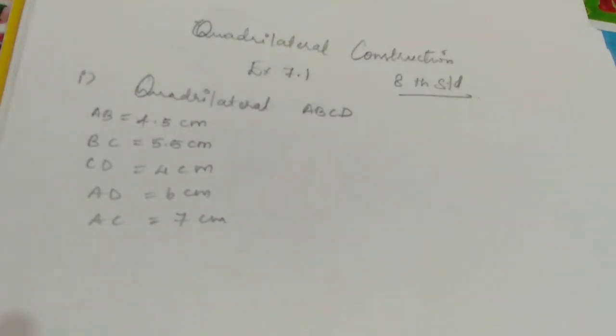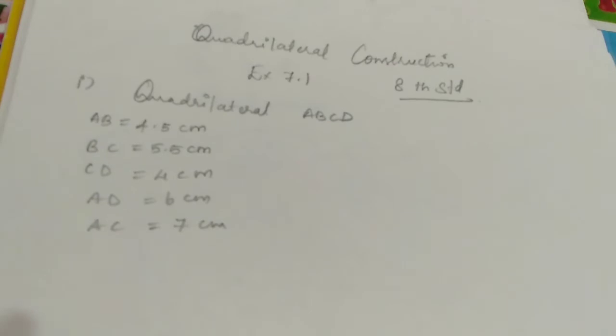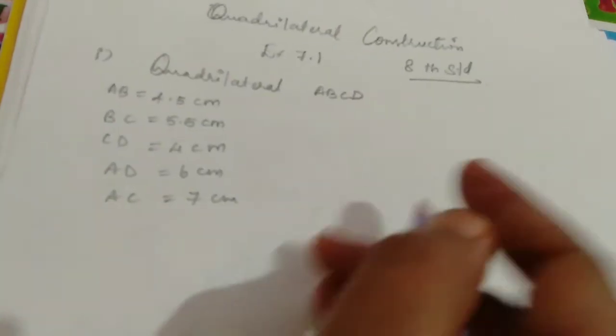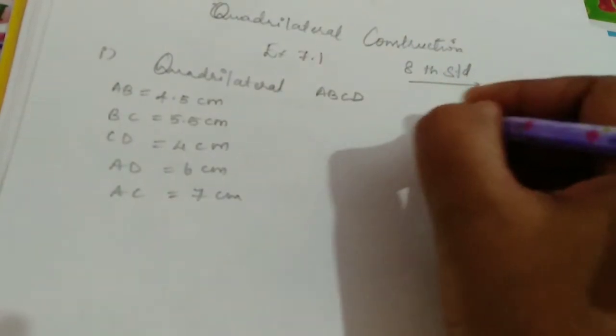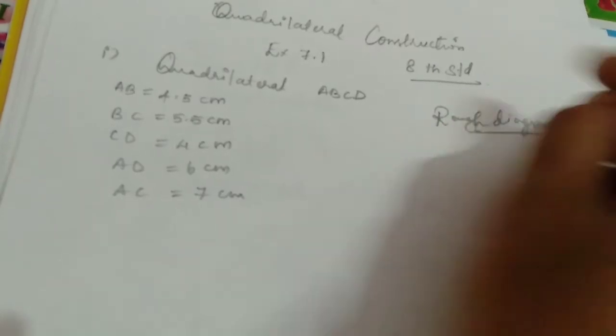We are going to see the 8th standard construction of quadrilateral, exercise 7.1. We are going to construct quadrilateral ABCD. All the measurements are given. The first thing you should do is write the measurements one by one. Then you have to draw a rough diagram of the given. Then only you can get some idea. Okay, you have to draw one rough diagram.